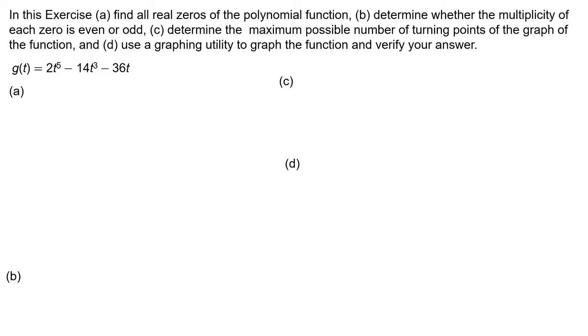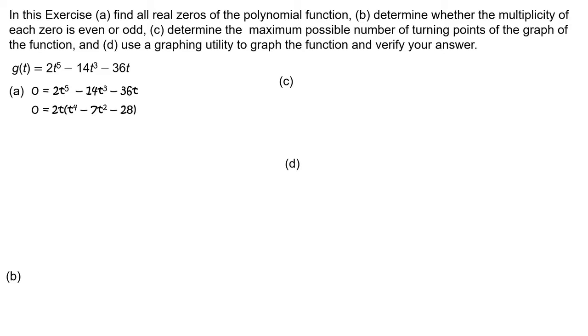The function is g of t equals 2t to the fifth minus 14t cubed minus 36t. Part A. To find all real zeros of g of t, first substitute 0 for g of t and solve the resulting equation for t. Solve 0 equals 2t to the fifth minus 14t cubed minus 36t.